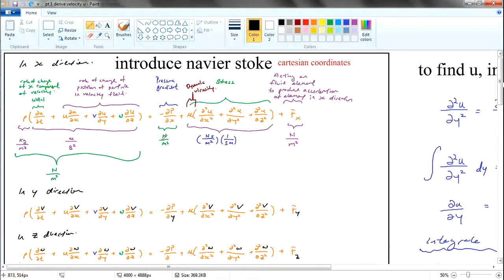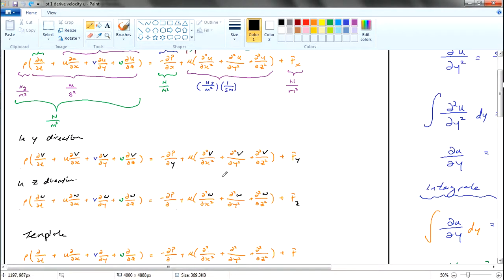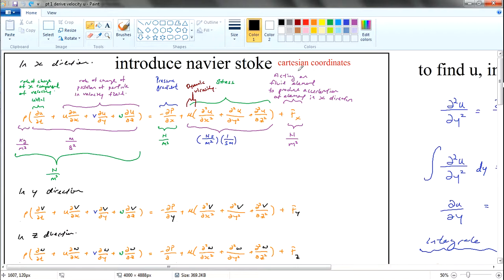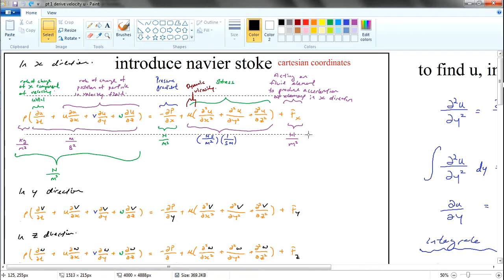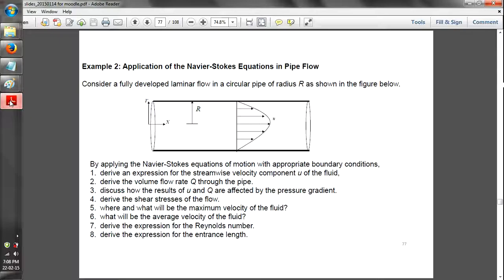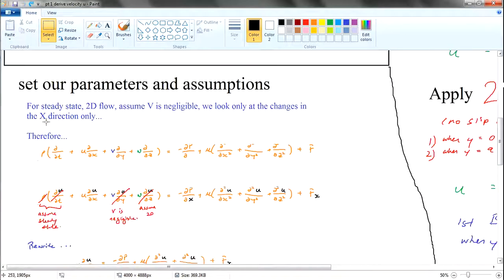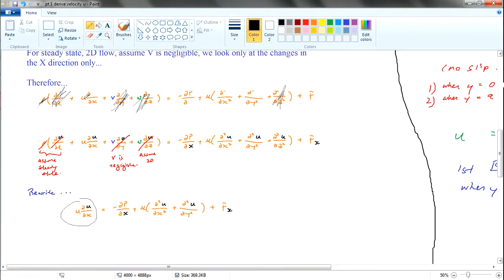At first we talk all about the Navier-Stokes equation. Let's use the Cartesian coordinates first. These are all the same, exactly what we have said earlier. This is the x-axis. We assume all the same parameters. We didn't say it, but we assume steady state, so the time term can be cancelled. It's incompressible, so density is cancelled. And then assume 2D flow again, so z is cancelled. And then we look at only the change in the x direction, so v is cancelled. So we derive this over here.